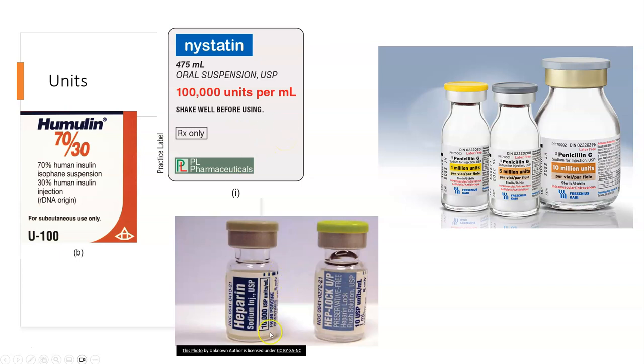Heparin is another thing that's measured in units. This is an NTI drug. It's also considered to be a high-risk drug because if it's not dosed properly, it can cause potentially irreparable damage to the patient. We see here, this one is 10,000 units per milliliter. Over here, this one is only 10 units per milliliter. So there's a big difference. We do not want to get those mixed up.